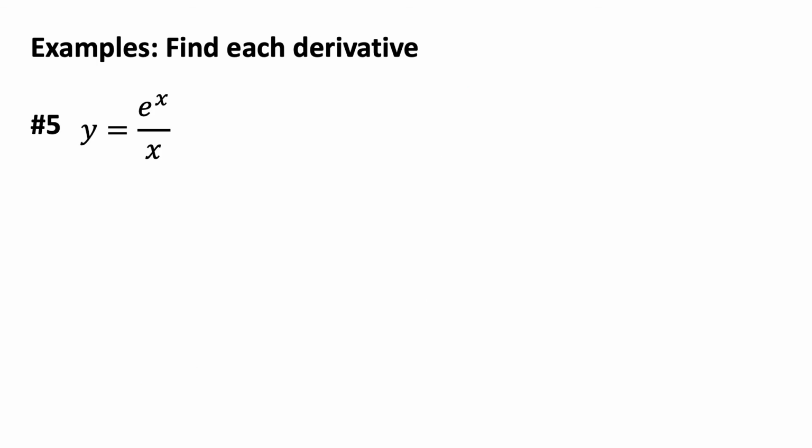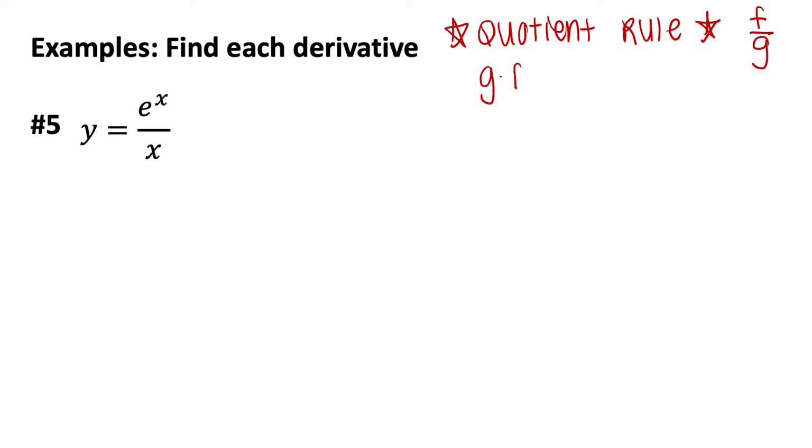For example number 5, we want to find the derivative of y equals e to the x over x. Because we now have a function of x in both our numerator and our denominator, in order to take this derivative, we'll have to bring back our quotient rule, which you may remember says if you have a function f over a function g, your derivative is equal to your denominator g times the derivative of your numerator minus your numerator f times the derivative of your denominator all over your denominator squared.